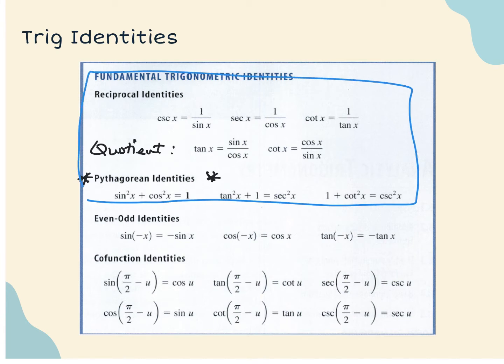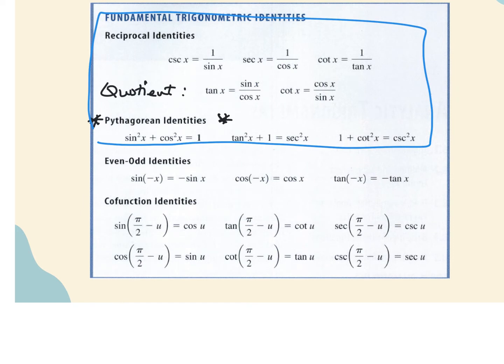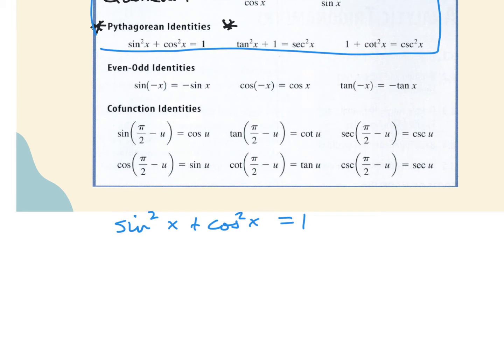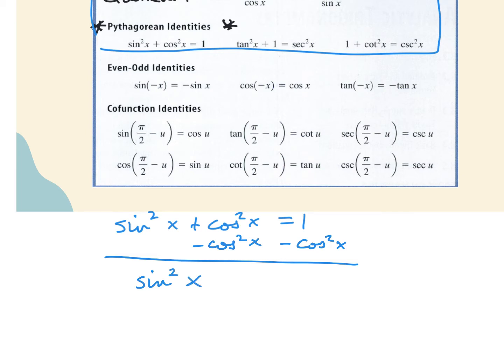Now, one other thing that you should be able to do, or maybe even have a list of ahead of time, is be able to manipulate these Pythagorean identities and solve for any part of it. So what I mean by that is, let's say we take sine squared x plus cosine squared x equals 1. And let's say instead of seeing it in this format, I tell you, solve this for sine. So what we would do is subtract cosine squared x, so that sine squared x is all by itself.